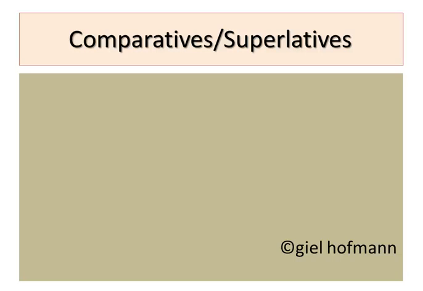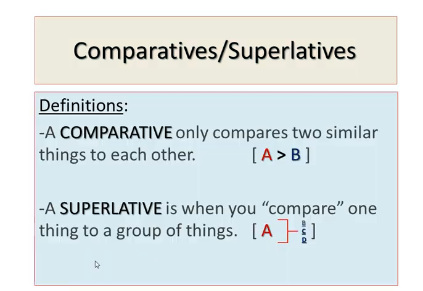In this screencast, we're going to talk about how to make comparative and superlative sentences in English. Let's start with a definition. A comparative compares two similar things to each other. As you can see in this diagram, A compared to B. A superlative is when you compare one thing to a group of things. So here we have A compared to B, C, and D, and possibly more.